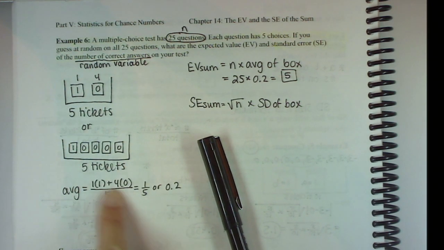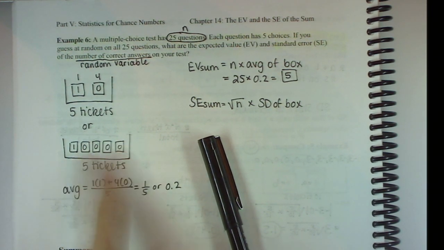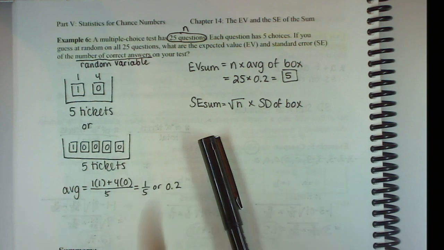And then the average is just you're going to add up all the tickets. 1 plus a bunch of zeros divided by 5. It should be 0.2. So the most common answer was correct. But that's where it came from.